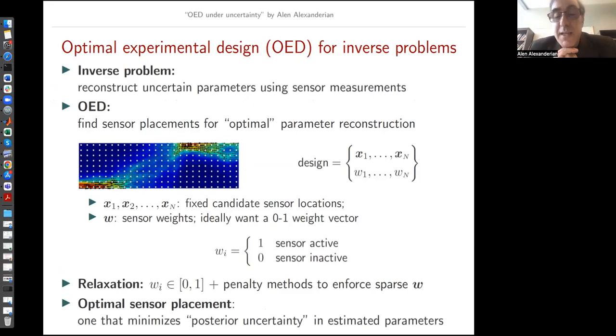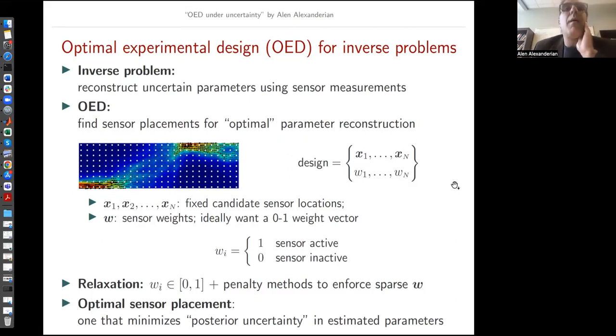Okay. So let's talk about design. I consider problems of sensor placement; that's one class of problems. You can have other types of experiments too. The inverse problem reconstructs uncertain parameters using sensor measurements in this case. OED says, where do I put the sensors? You can formulate that problem in different ways. One way is to say, maybe I have a grid of possible places to place sensors, or monitoring wells, or where I can put measurement devices, and I want to select an optimal subset of those candidate sensor locations.